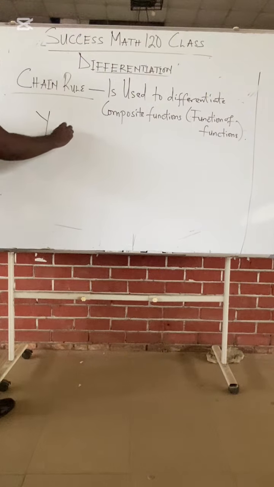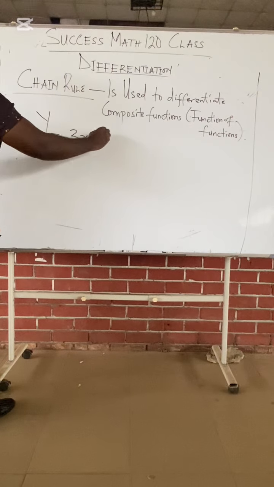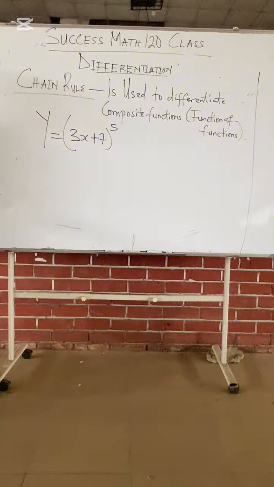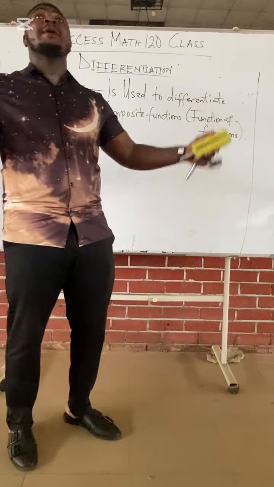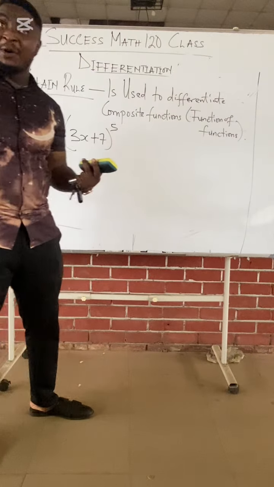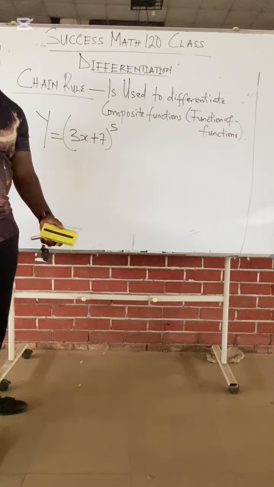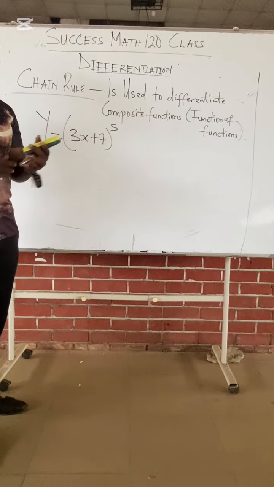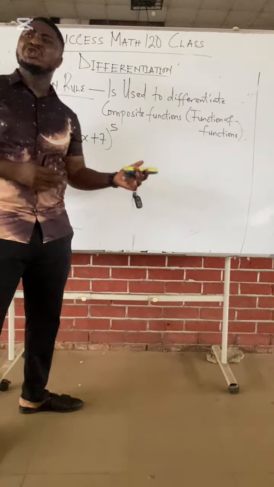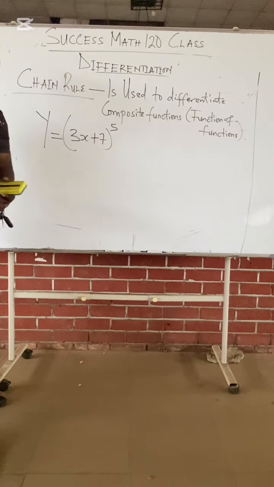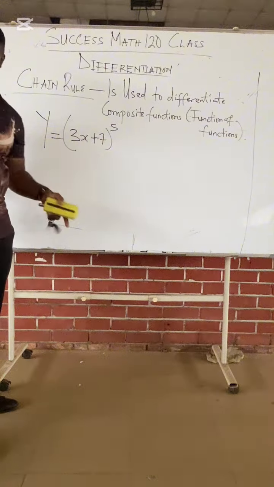y equals 3x plus 7 raised to power 5. Class, this is a composite function, also known as function of function. When a whole function is carrying a power in a bracket, this guy cannot go down by multiply coefficient and power, or by normal basic differentiation. You must apply chain rule. But the good news is, in the exam, there's a shortcut, and this shortcut does not even require a calculator. So whether you have a calculator or not, you will learn this shortcut today.